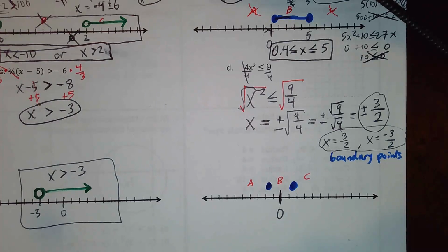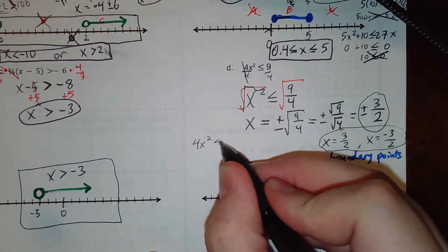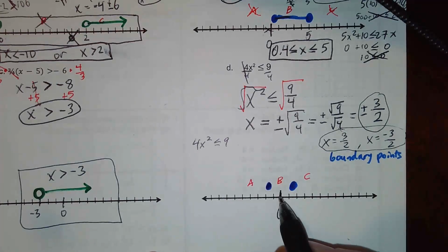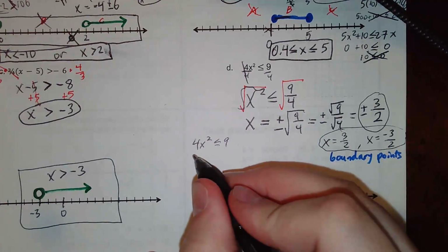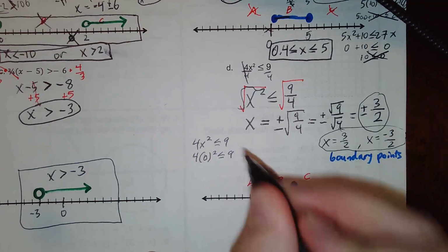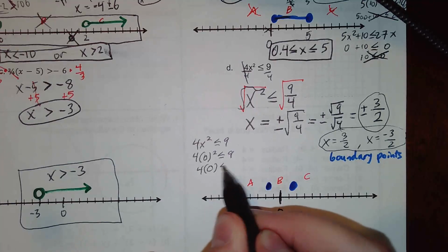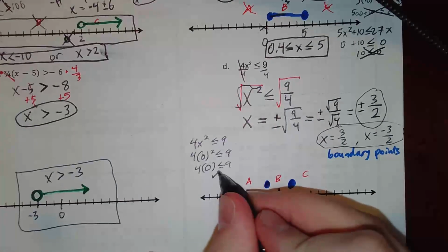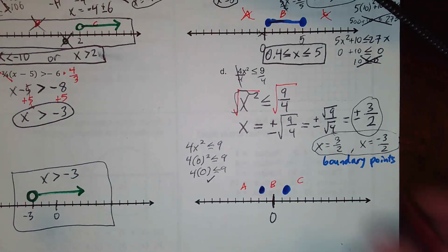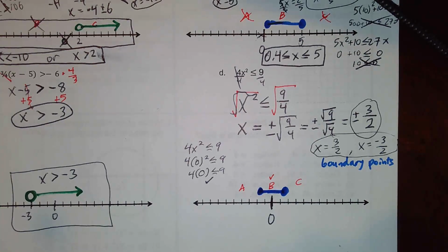This is very easy to test out. Go to your original inequality and plug in 0. 0 is in region B, so let's see if it's true. Four times 0, is that less than 9? The answer is yes. So region B is where our solutions lie. Every number in region B between the boundary points is a solution.